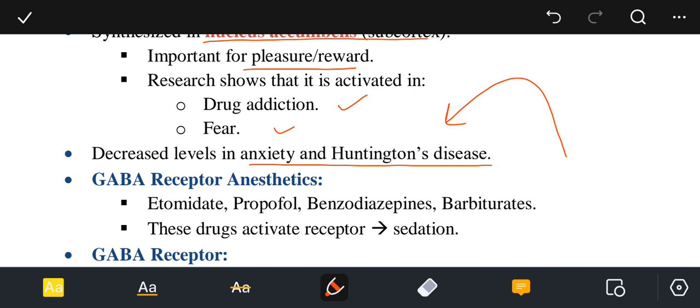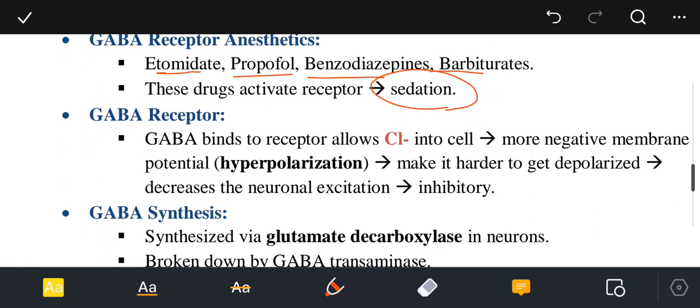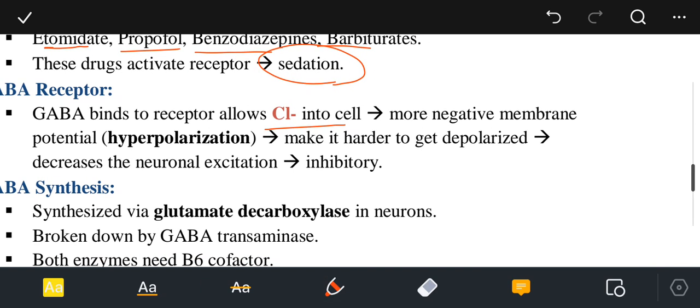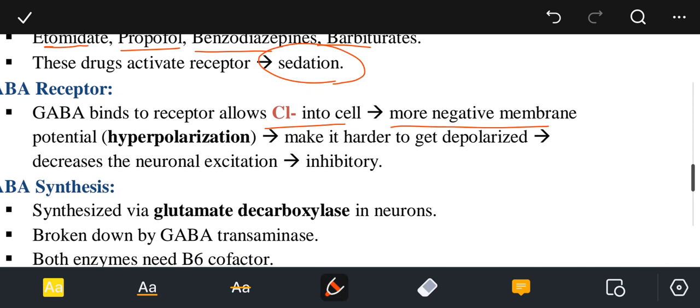The GABA receptor anesthetics include etomidate, propofol, benzodiazepines, and barbiturates. These drugs activate the receptor, and that will result in sedation. Then we have the GABA receptor. GABA binds to its receptor and allows chloride into the cells, making the membrane more negative. When we were talking about the resting membrane potential, I said that chloride has a minute role in maintenance of the resting membrane potential or the action potential.